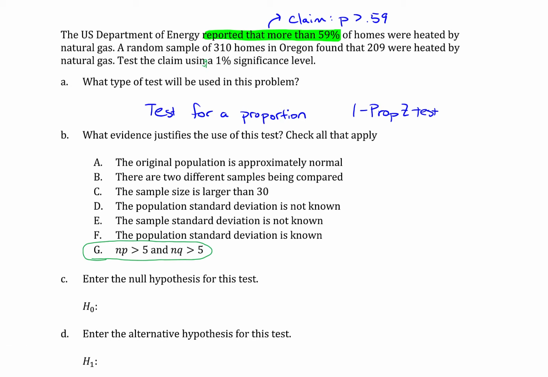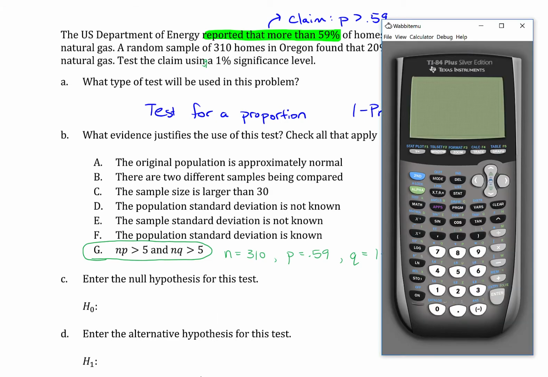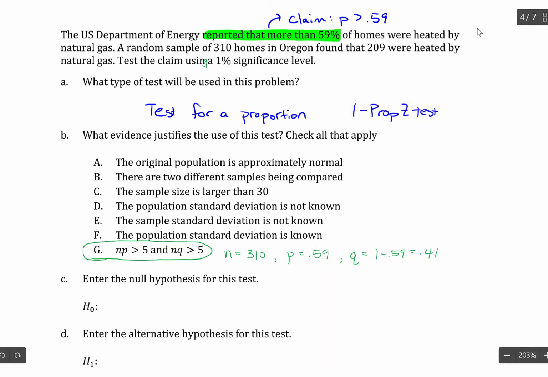So if we identify these values, n is our sample size, and we have 310 in our sample. P is the probability that we just got from our claim, so 0.59, and q is 1 minus that, so 1 minus 0.59 is 0.41. And as long as both of these values are larger than 5, then it suffices to use 1propztest. So 310 times 0.59 and 310 times 0.41, those are both bigger than 5, so we're set to go.